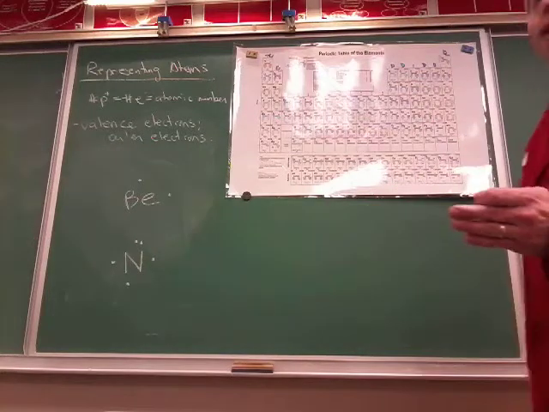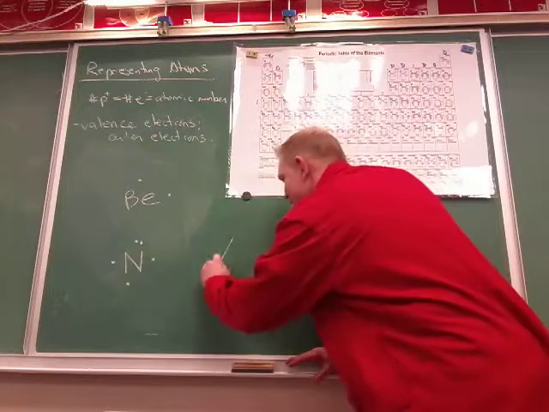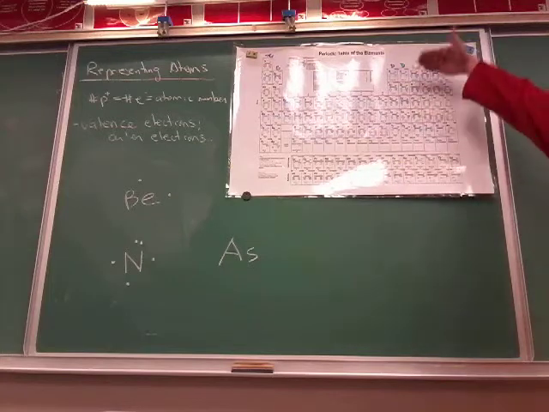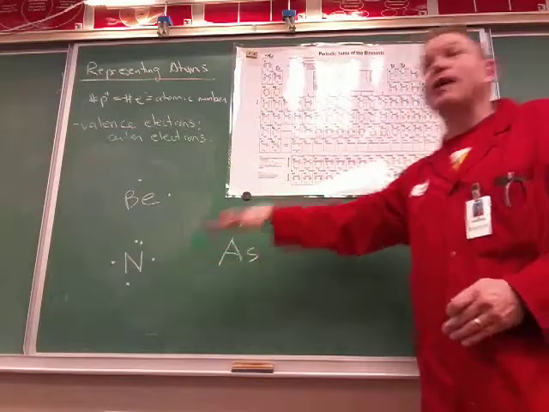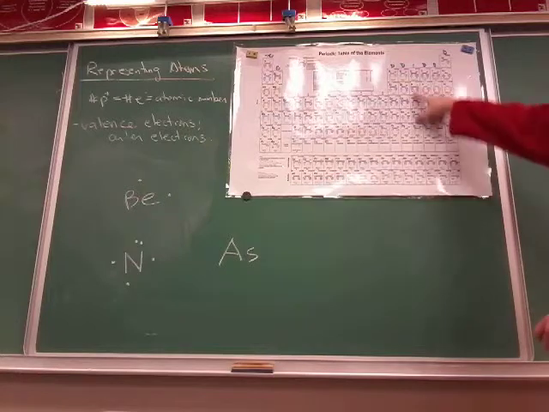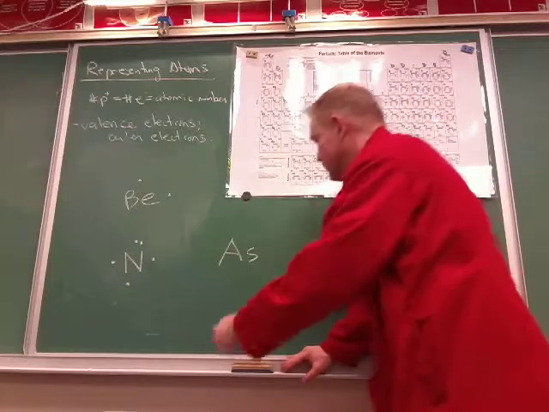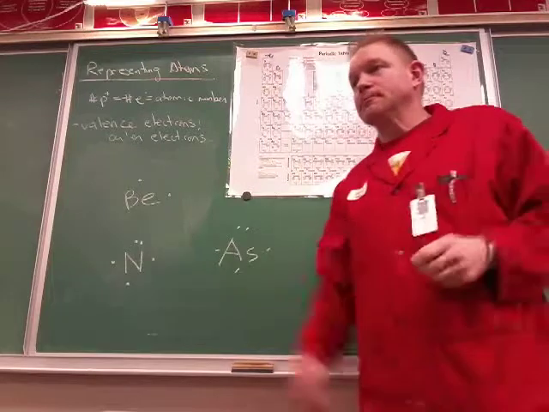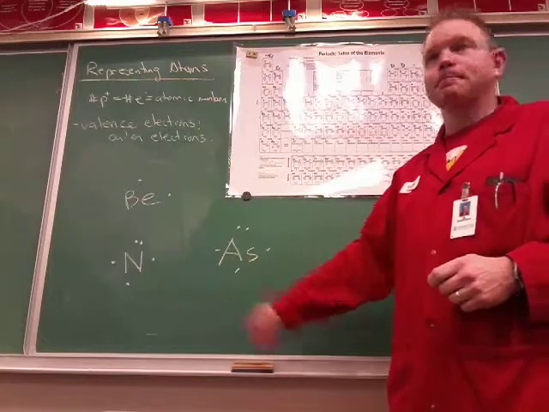Let's do arsenic. As. Now notice, it's past calcium. But its Lewis diagram is still determined by the group number. How many dots? Yep. I picked one that was just like nitrogen. That's no fun. 5. So it's going to look just like nitrogen. So if you know that, you could go 1, 2, 3, 4, 5. Awesome. Or you could go 1, 2, 3, 4, 5. Doesn't matter which one is paired up.